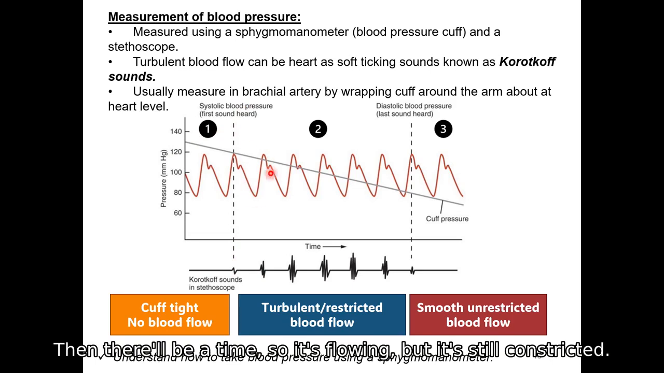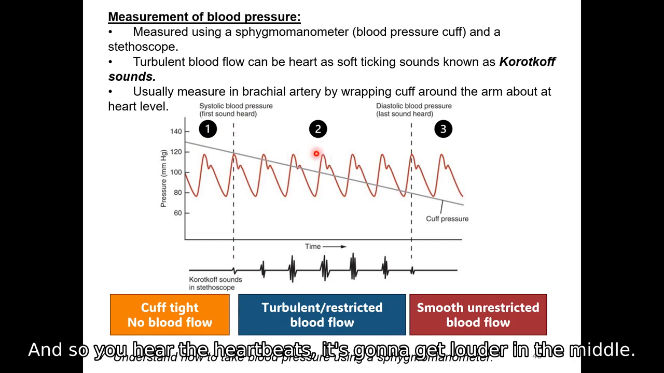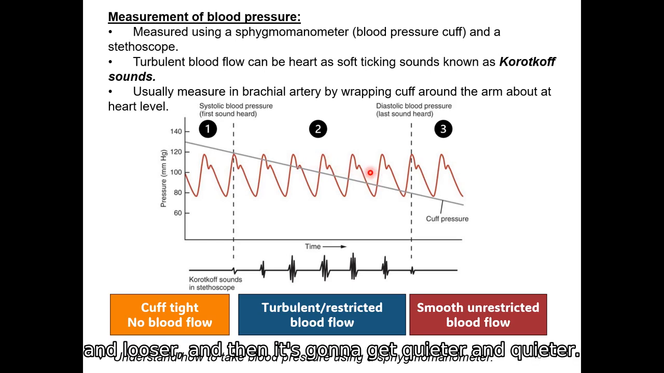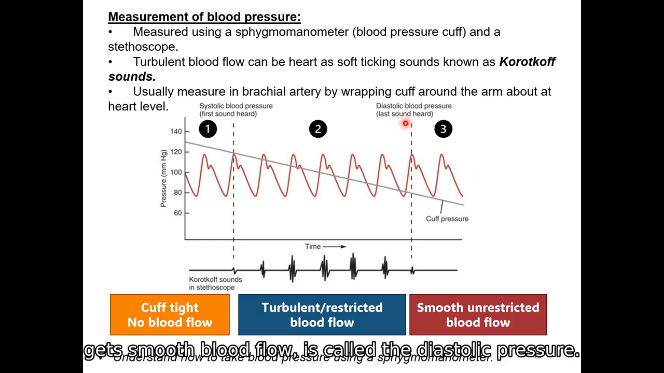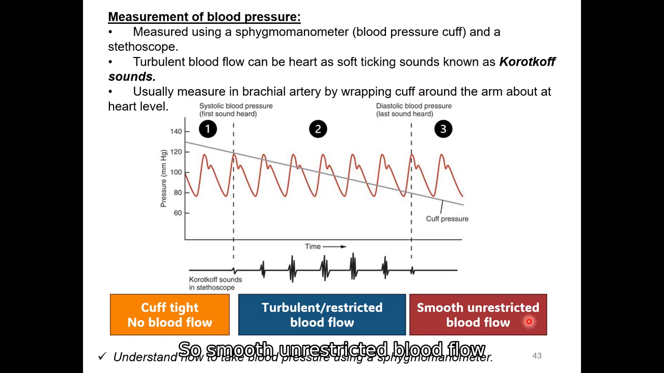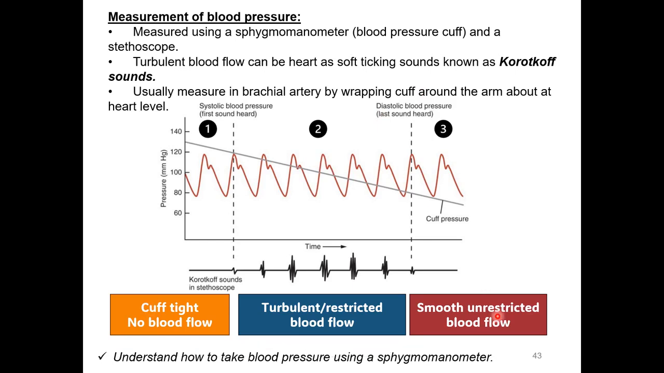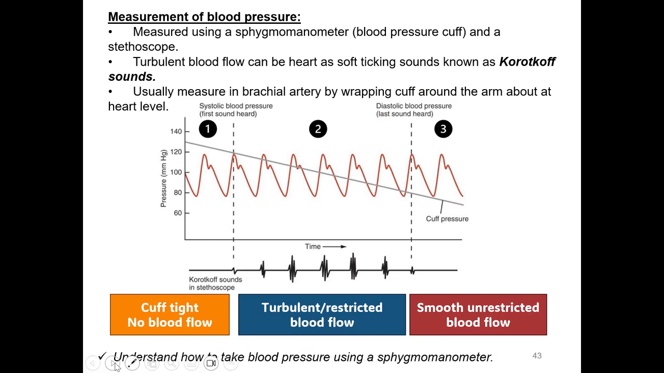Then there'll be a time when it's flowing, but it's still constricted, and so you hear the heartbeats. It's going to get louder in the middle, and then that cuff is getting looser and looser, and then it's going to get quieter and quieter. And the last heart sound, right before it gets smooth blood flow, is the diastolic pressure. So smooth, unrestricted blood flow doesn't make a sound either. If there's no blood flowing, no sound. If it's smooth, unrestricted, that doesn't make a sound either. And so that's how blood pressure is taken.